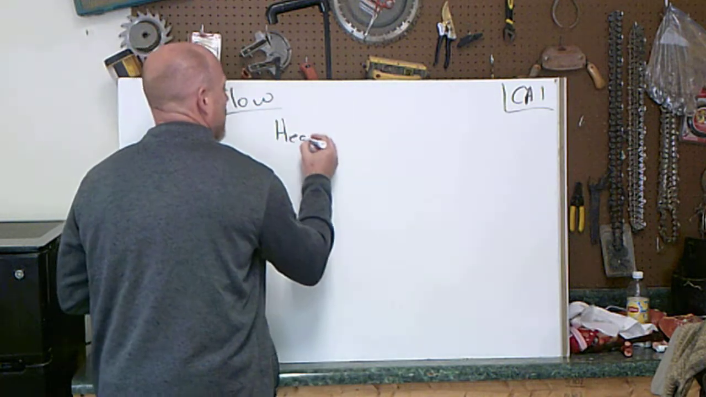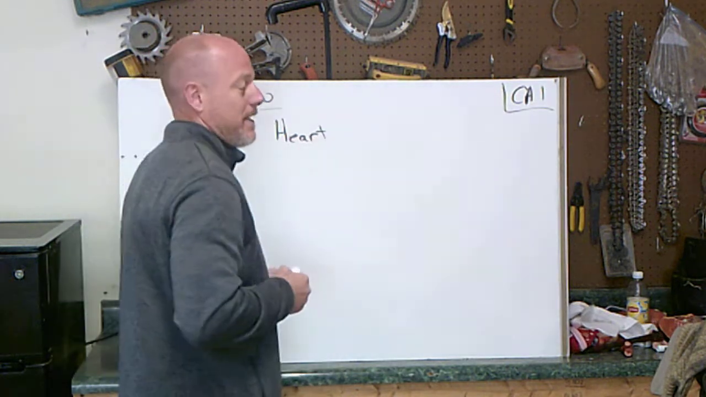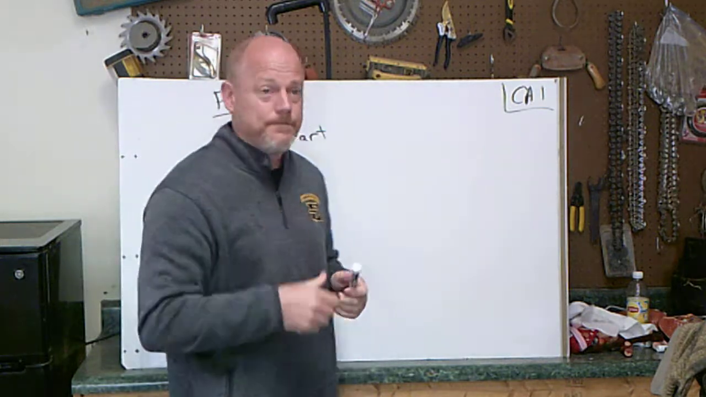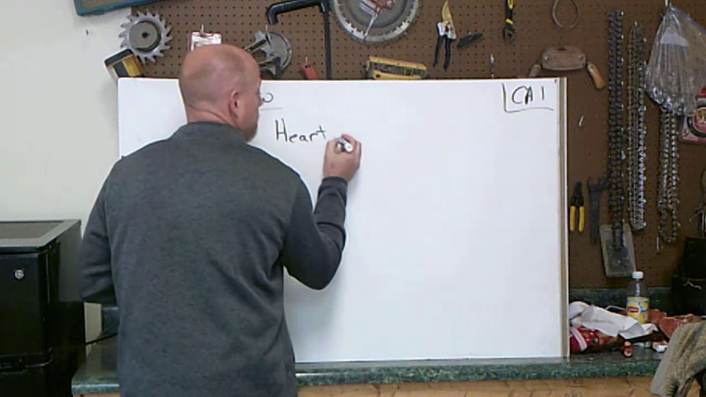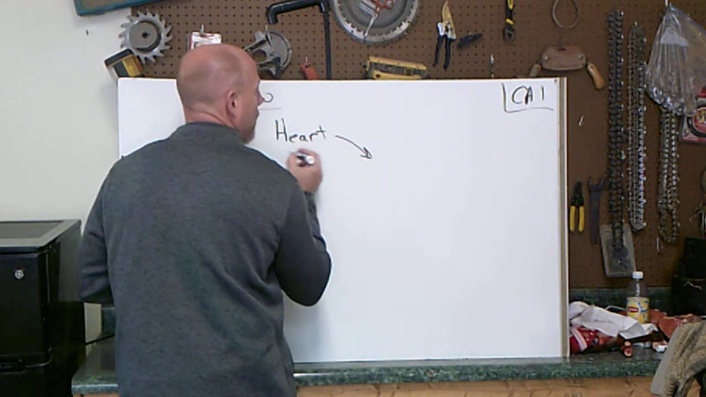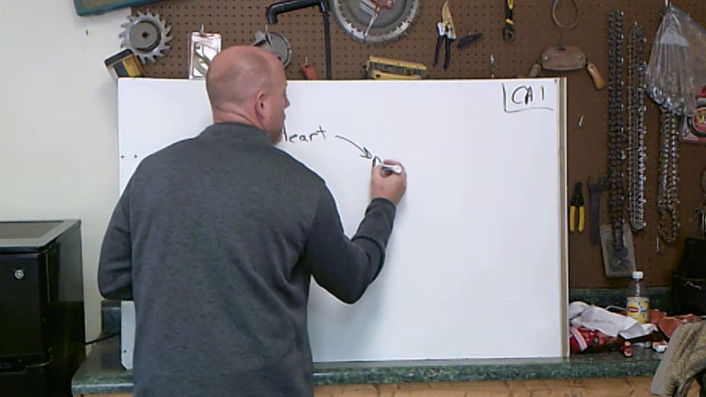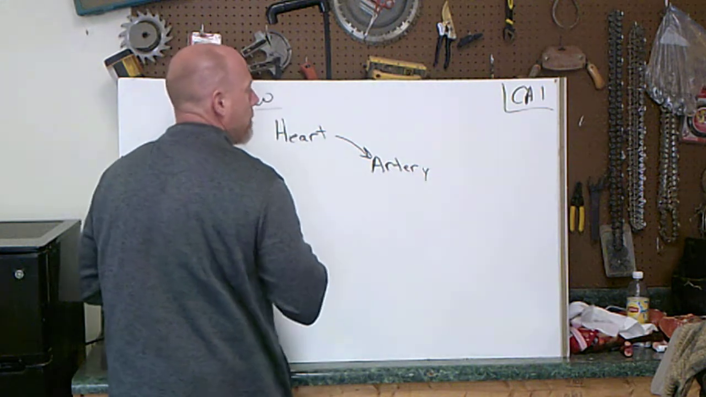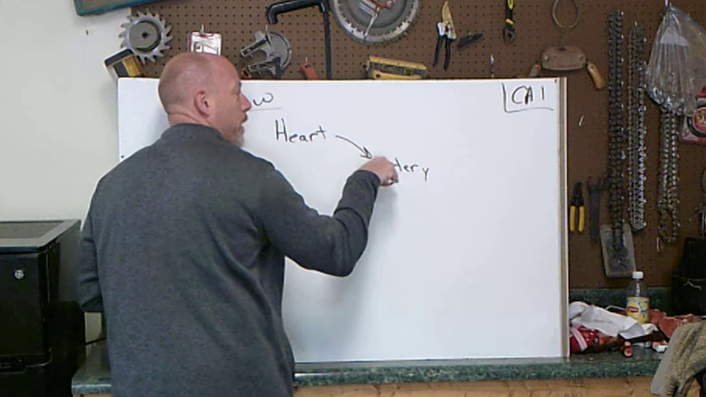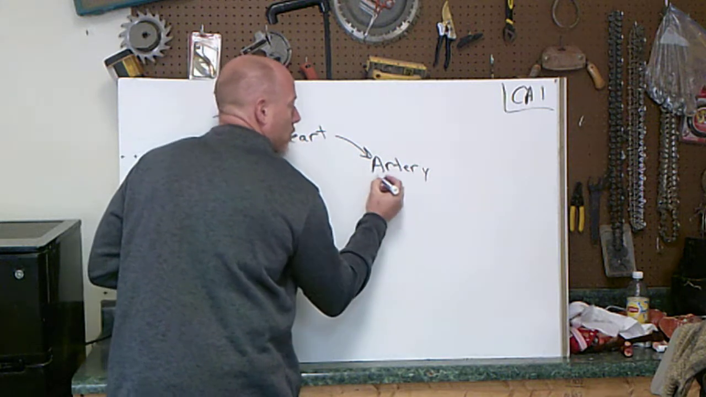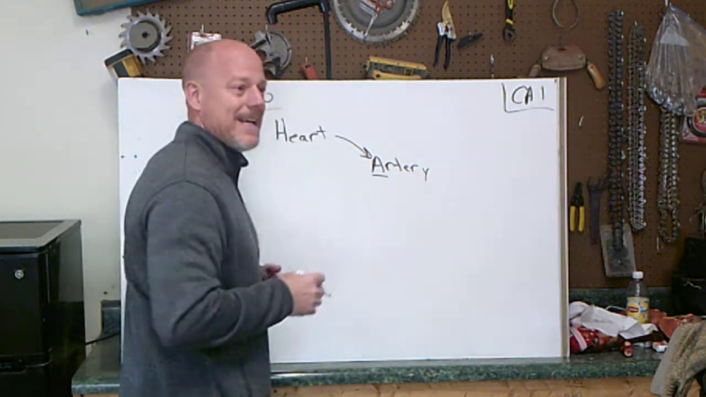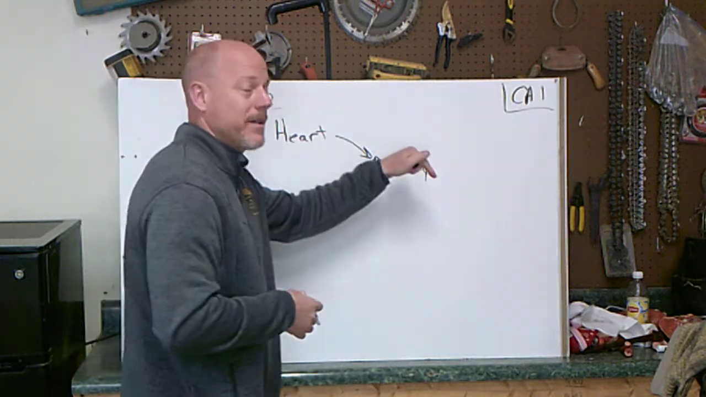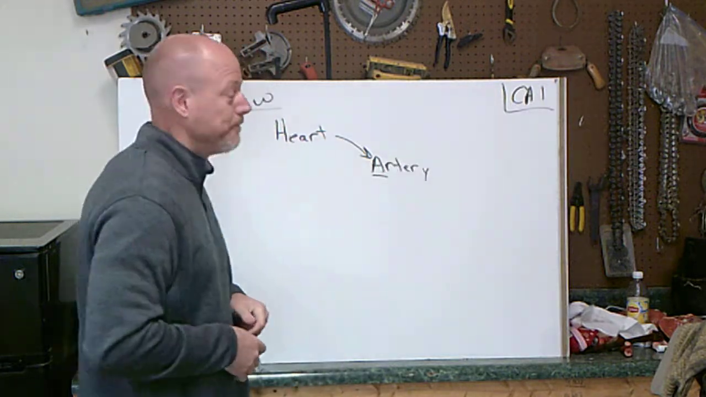Let's just say that you have your heart right here, and I'm going to use my body to represent the heart in a quick analogy. If you have your heart, then blood is going to flow from your heart to something called an artery. In other words, blood is flowing away from the heart through an artery. The word away starts with A, and the word artery starts with A, so it helps you remember: arteries are taking blood away from the heart.